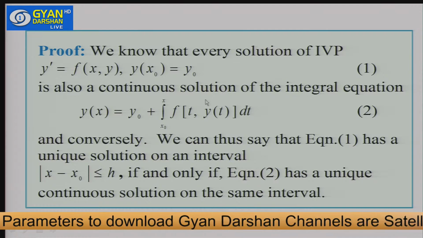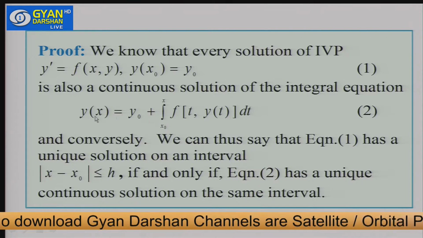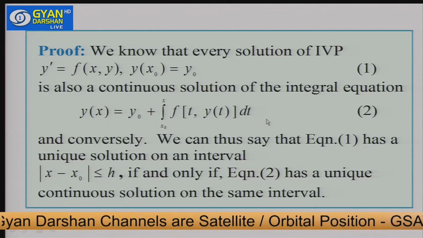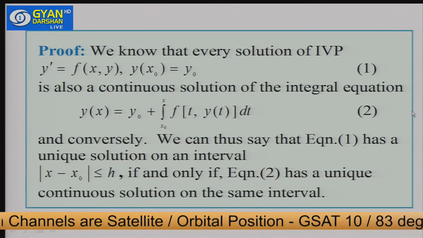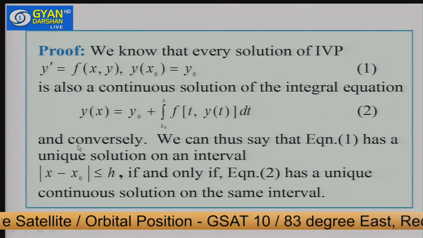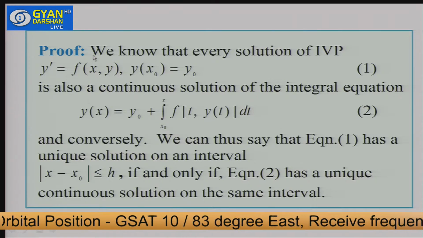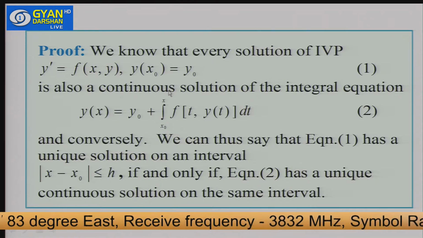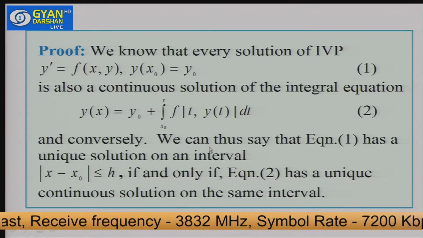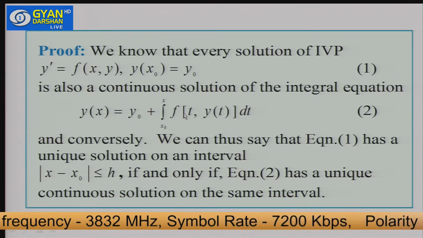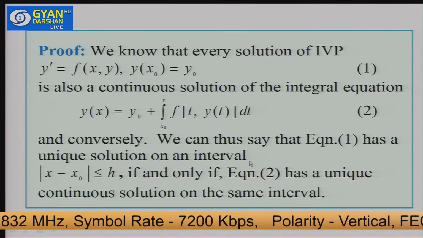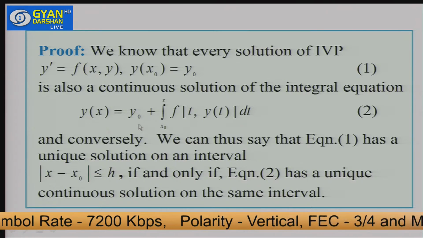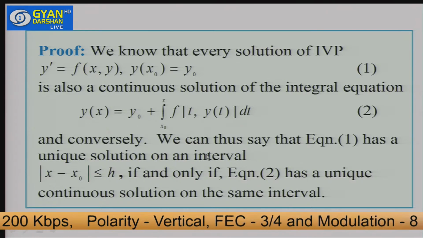Continuity is sufficient, so we can integrate. And again, if y is differentiable, then by just differentiating equation 2 you can get equation 1. Conversely, we can convert it. We are converting it because we want to create a sequence, that's why I have taken integrations. Now we can thus say the equation 1 has a unique solution on the interval if and only if equation 2 has a unique solution. Okay, that is clear.